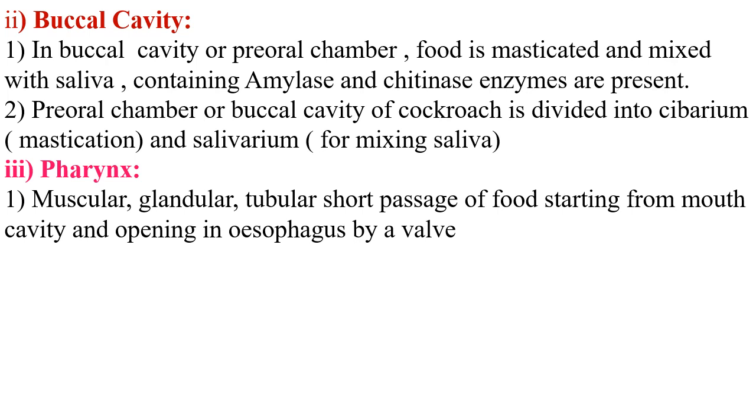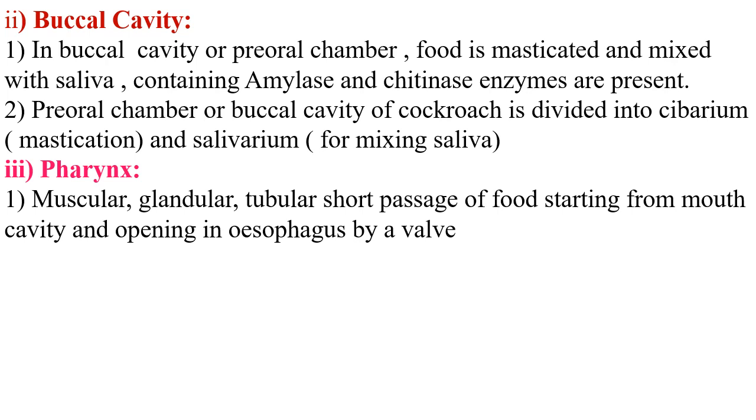Now in the buccal cavity, that is also known as pre-oral chamber, food is masticated, that is mechanically broken down, and mixed with the saliva. Now saliva in cockroach consists of amylase, which is an enzyme for digestion of starch, carbohydrate, and chitinase, the enzyme which is helpful for the digestion of chitin, the hard proteinaceous material that is present within the food. The pre-oral chamber or buccal cavity of cockroach can be divided into two components.